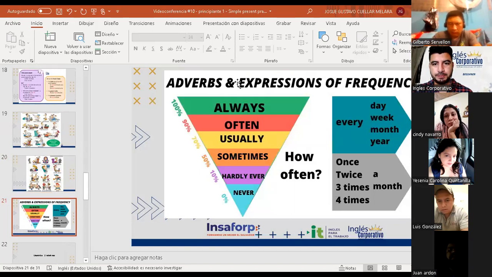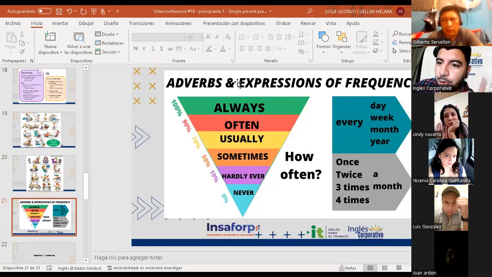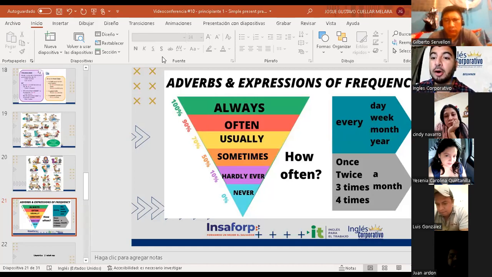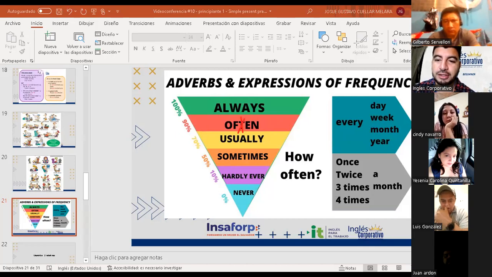This is important. It's super important. Adverbs and expressions of frequency. Esto se le llama adverbios de frecuencia. This is really important. It's bastante importante. Okay. Always, como la canción de Bon Jovi, always, often, no often. En este caso, in this case, la letra T es silent. Se dice often. Okay. No se dice often.